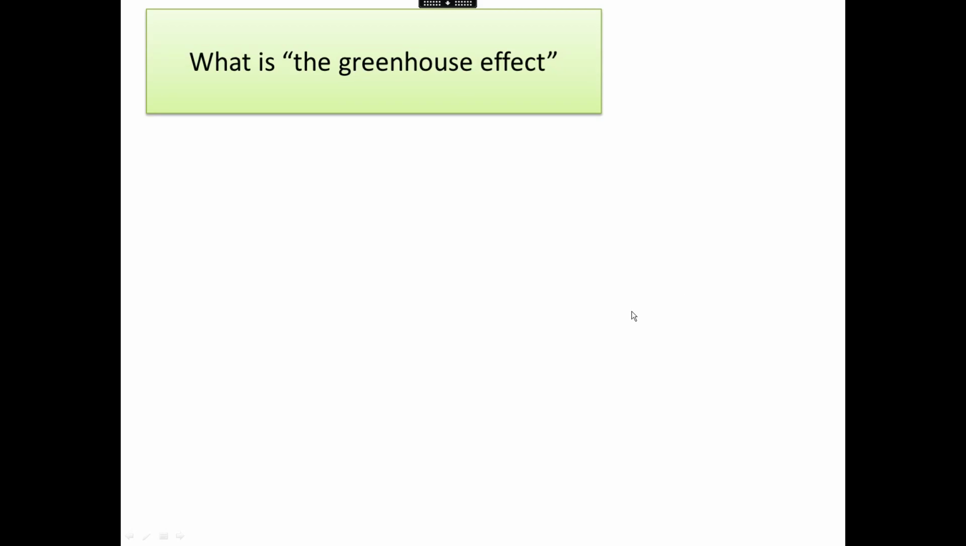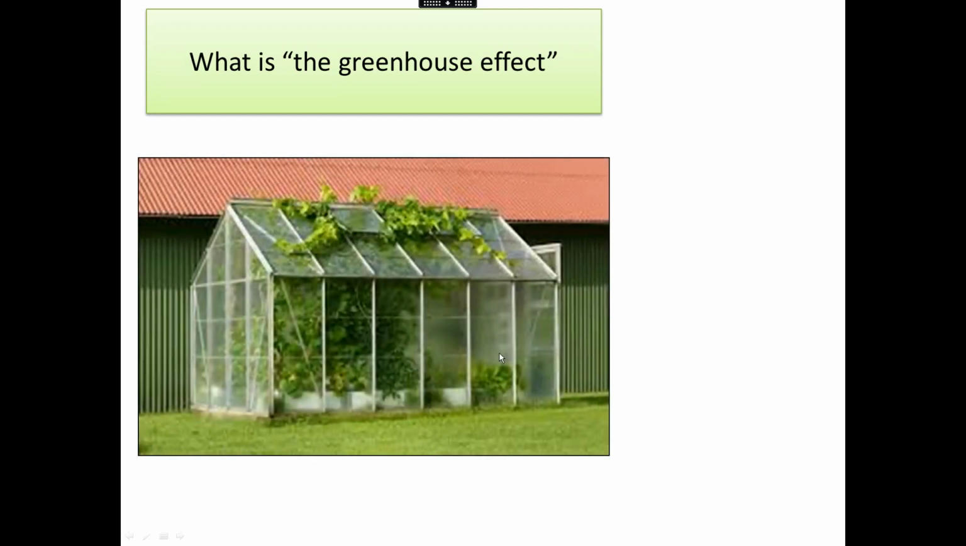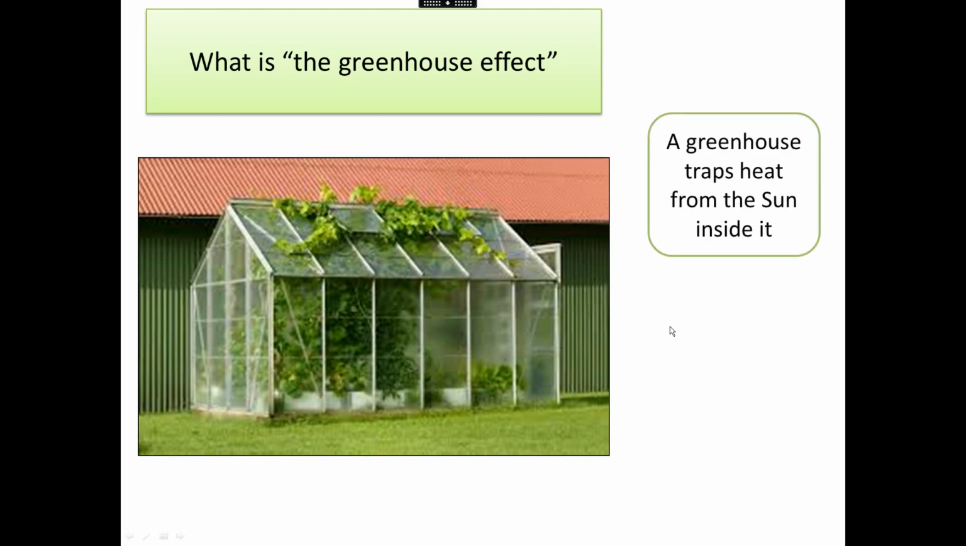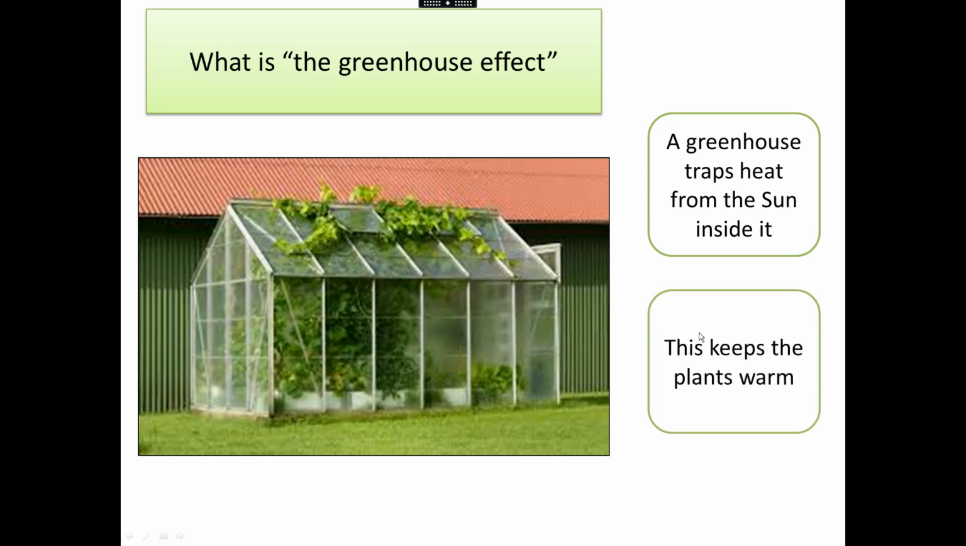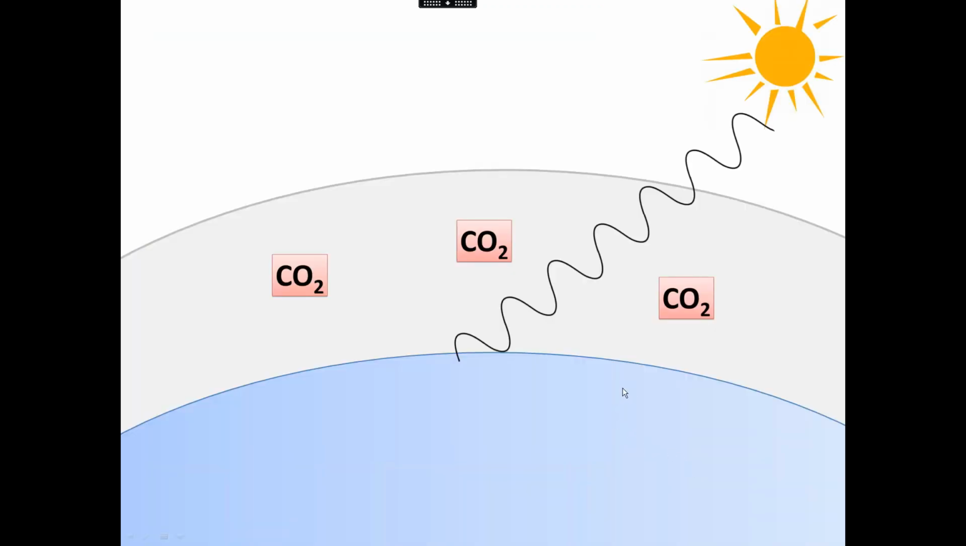Now, what is the greenhouse effect? A greenhouse gas traps heat. We have this other keyword, the greenhouse effect. Now, a greenhouse is designed to trap heat, and it's trapping heat from the sun. This helps to keep the plants warm inside the greenhouse. Now, the Earth's atmosphere has a similar effect. It traps heat from the sun, keeping us warm.